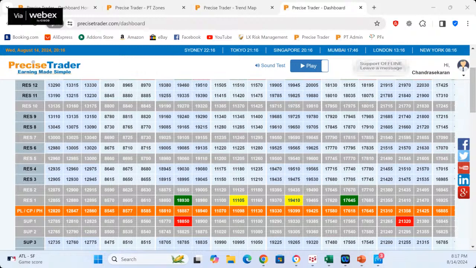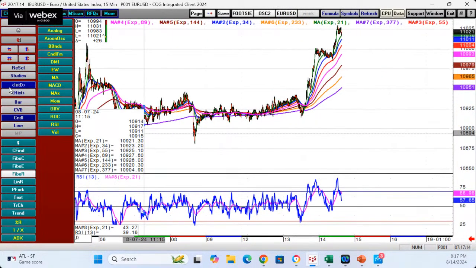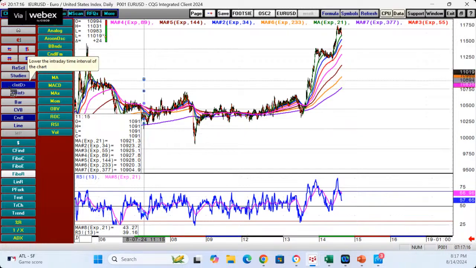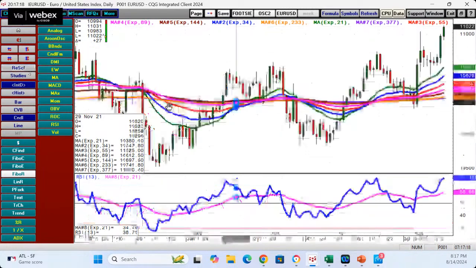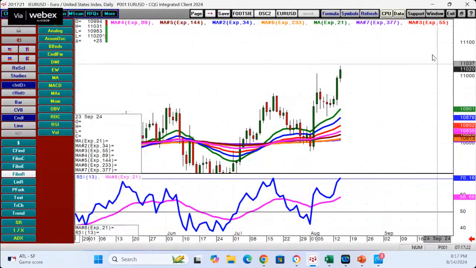Okay, let me share the chart for the euro dollar, then at least we can see how this thing works. Okay, so now we look at the euro dollar. We are back to euro again, huh? Okay, so this is the situation here.